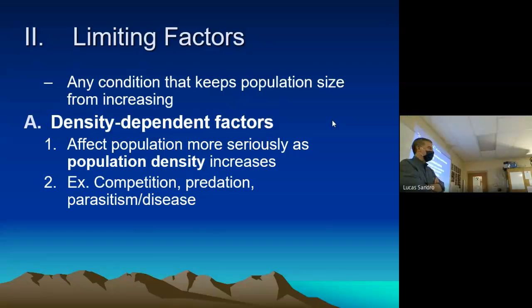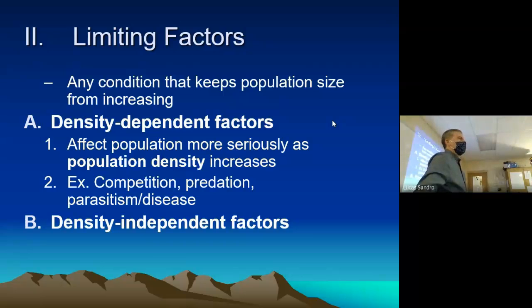So what's the other kind going to be? There's density dependent. There's going to be density independent. What do you think that would be? What would be a limiting factor that it doesn't matter how crowded you are? The weather, like what?